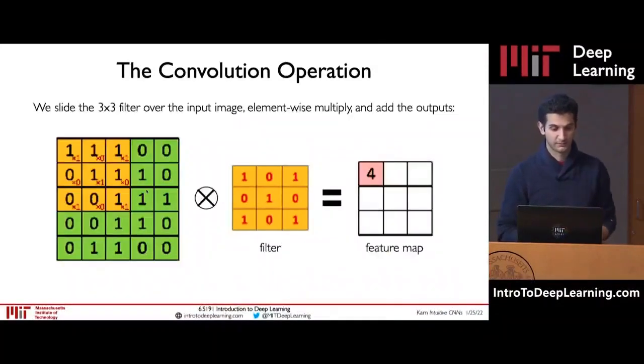So let's see what this looks like. First we're going to place our filter on the top left of our image, and when we element-wise multiply everything and add up the result, we get the value 4. We're going to place that value 4 in the top left of our new feature map, let's call it. This is just the output of this operation.